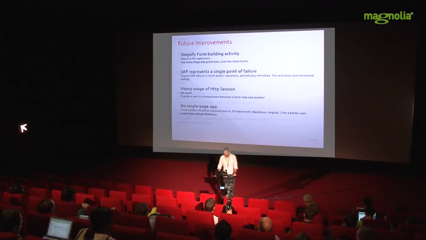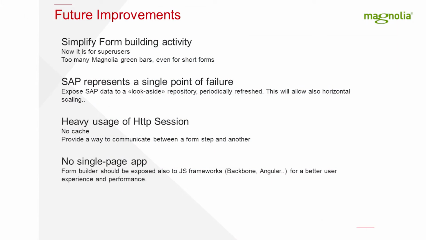Of course, not every project is perfect, especially mine. We can do things better. For example, the form building activity, I think it's quite complex now. There are too many Magnolia green bars. When you deal with form builder, you see green bars everywhere. So maybe we can try to find a solution to reduce them or to simplify the form creation.